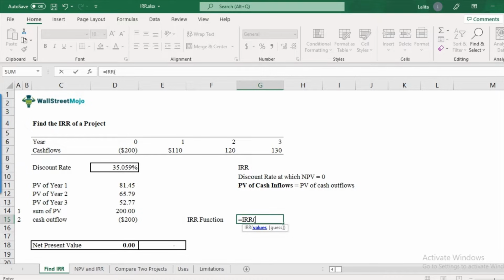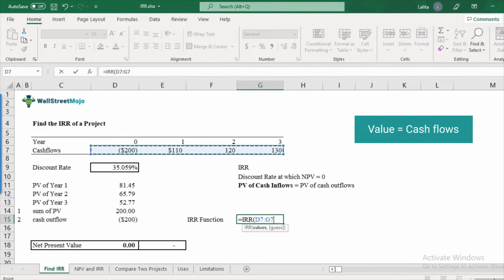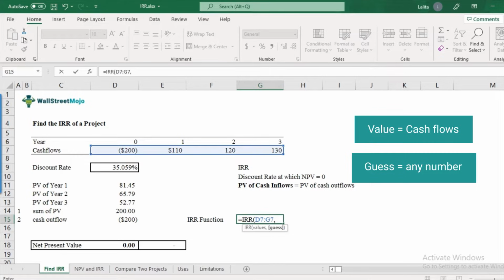The values is nothing but the overall cash flows which we have, the cash outflows and inflows. From D7, that's the cash outflow, and here these are the cash inflows. And the second part is the guess. Now what do we mean by guess? You remember we started the discount rate with 10% and then slowly moved towards the internal rate of return finally. Likewise, Excel also requires a guess to start with. It can be 5%, 2%, any number that should be a positive number. So let me start with 5% as a guess, and you just press enter.